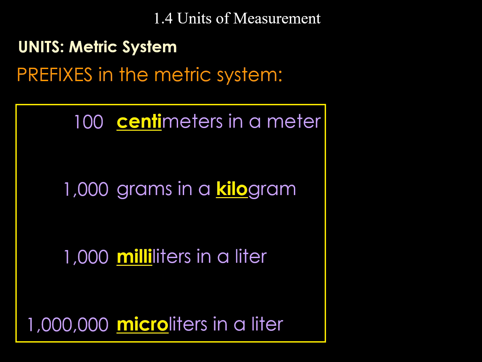So we have here some prefixes. Centi means 100. One way to remember this is how many years in a century? It's 100. Century, centi. We have millimeters, 1,000 millimeters in 1 meter. 1,000 milliliters in 1 liter. And we also have micro, 1 million microliters in 1 liter as well. And we'll do plenty of examples to get familiar with these.